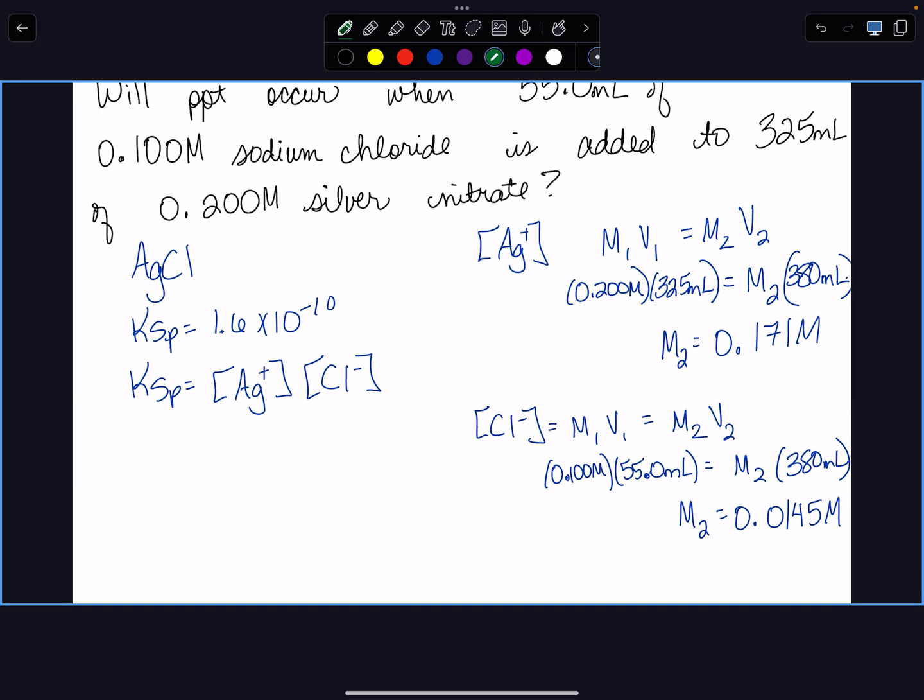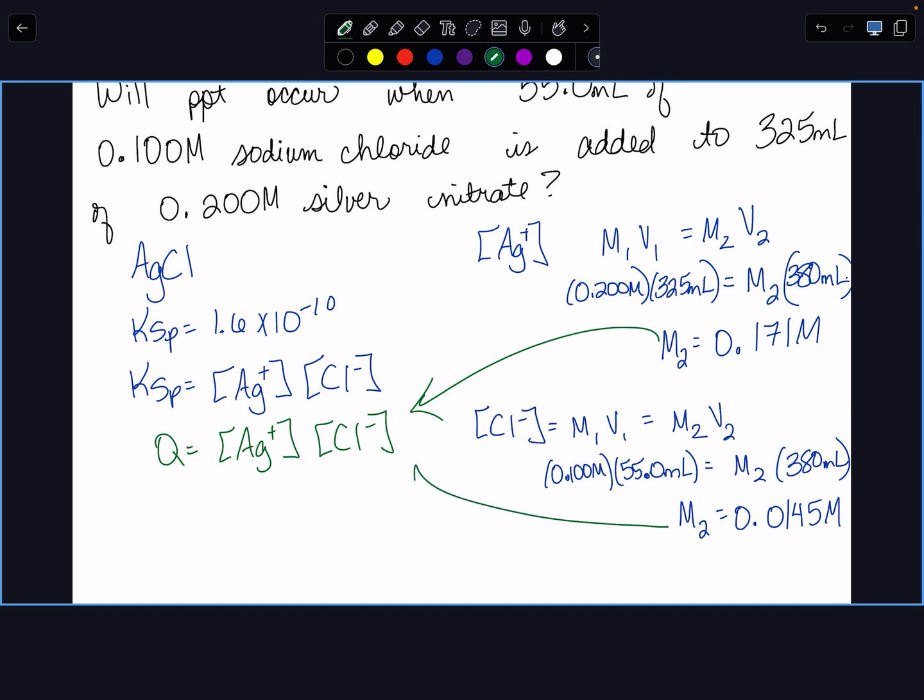Okay, how do you calculate a reaction quotient? Products over reactant. Yeah, it's still products over reactant, raised to the power of the coefficient. It's also calculated exactly like the KSP. It says solid. So calculate the Q using those numbers that we just calculated. The concentration of the silver is 0.171. The concentration of the chloride is 0.0145.